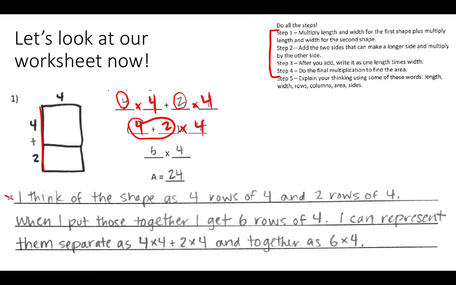Look at what I said here. I describe each sentence by telling what I'm thinking about the shape as. I think of the shape as 4 rows of 4 and 2 rows of 4. That's this sentence, right? I'm first just explaining what's going on in my brain as far as area. When I put those rows together, I get 6 rows of 4. I can represent them separately as 4 times 4 plus 2 times 4, and together as 6 times 4.